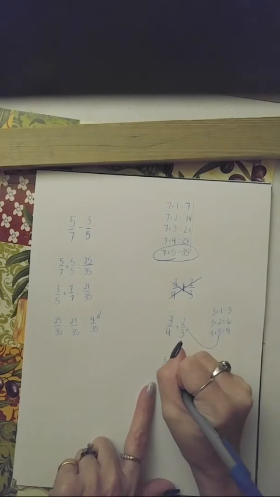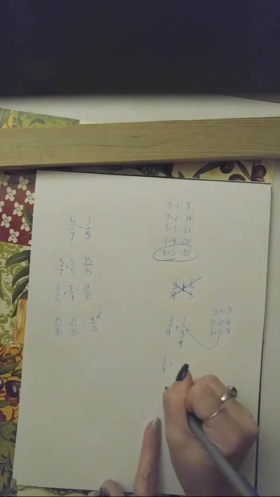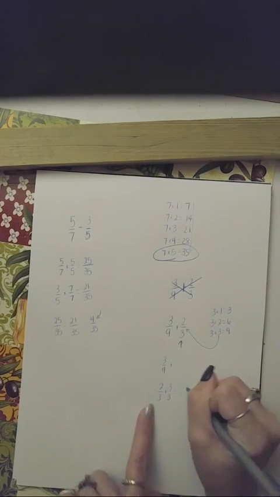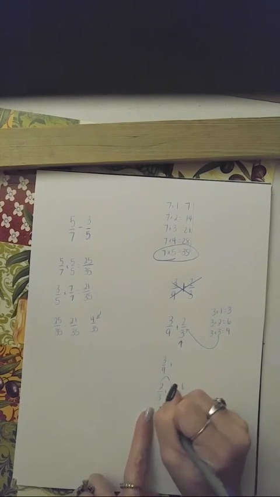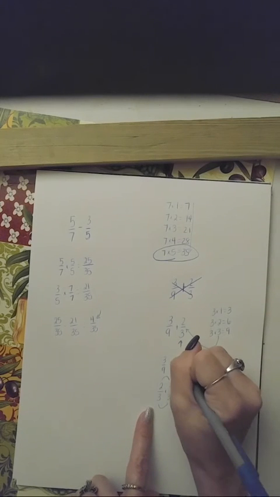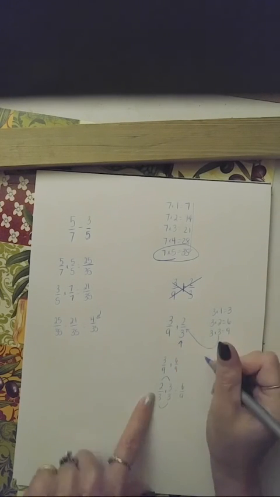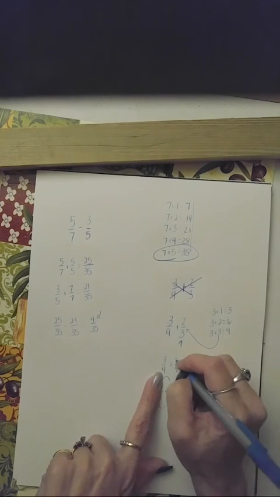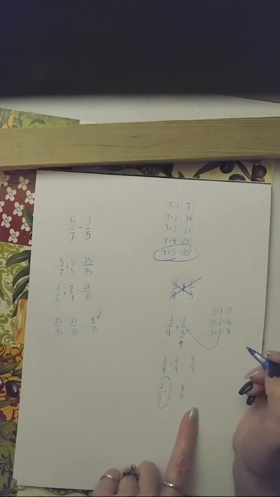So 3/9 plus, and let me put 2/3 times 3/3, which equals 2 times 3 is 6, 3 times 3 is 9. That's 6/9. 3 ninths plus 6 ninths. Remember, denominators stay the same. 3 plus 6 is 9. It's 9 ninths.